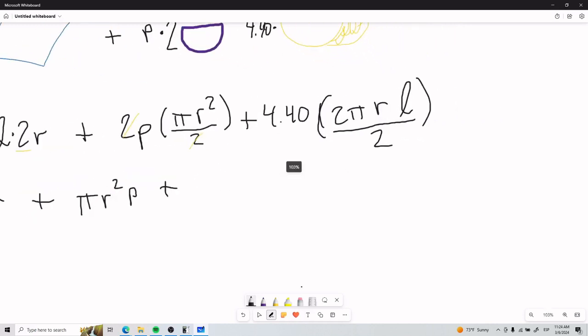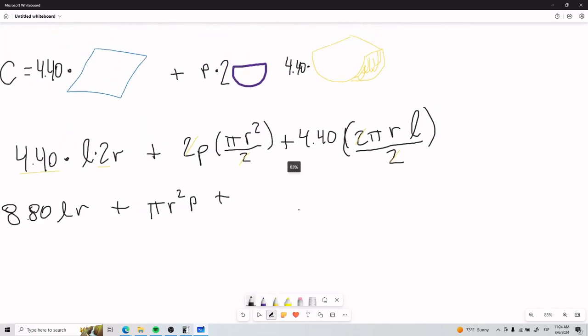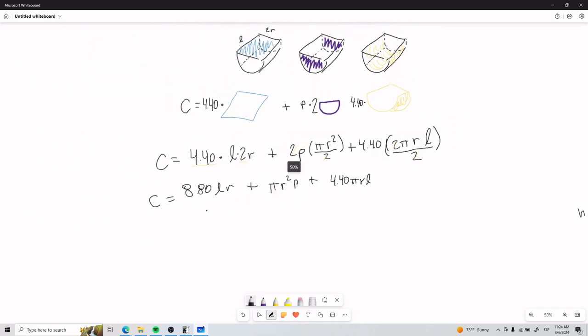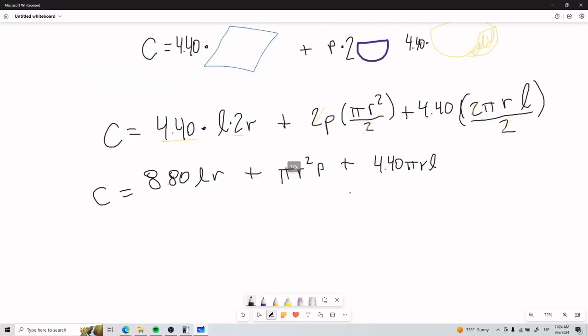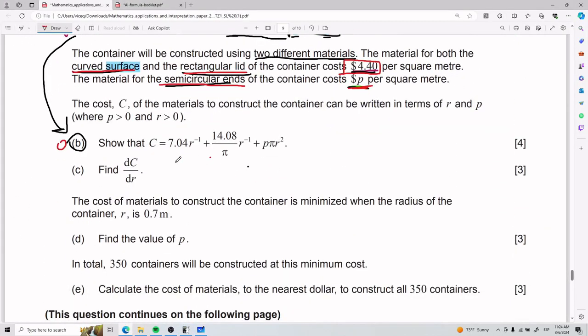And here on the right side, well, this guy can go away with this guy, simplifies my life a little bit. I end up with 4.40 pi RL. And right now, we're pretty happy. This looks pretty comfortable. I go ahead, I look at what we need to show. Does it say? It says something a little different.